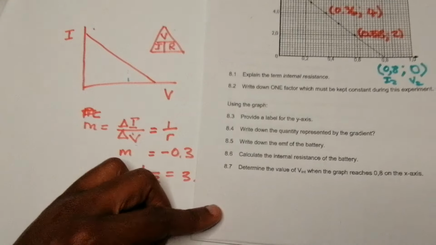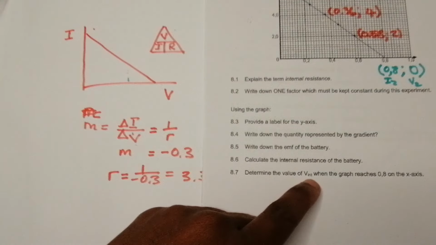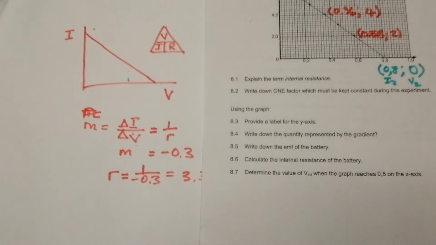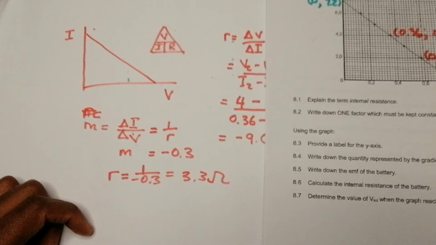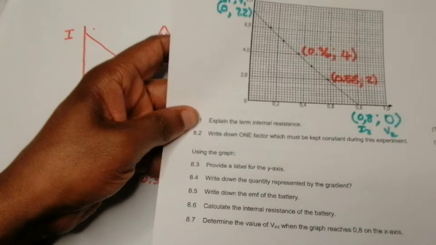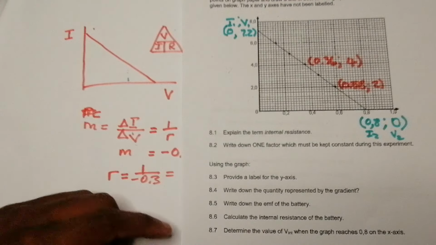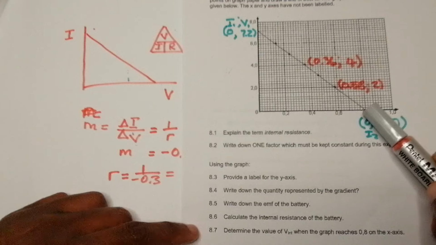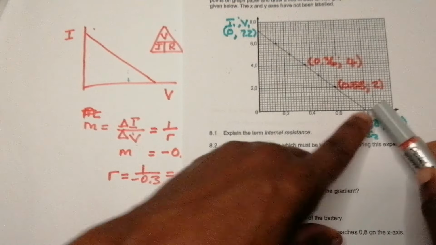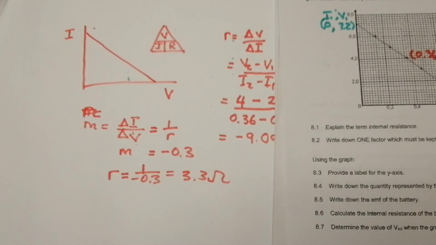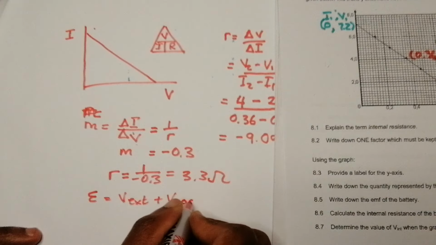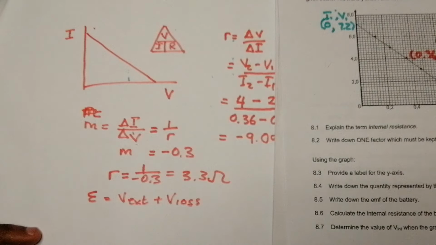Now as I conclude the last part of this question, they say determine the value of the internal voltage when the graph reaches 0.8. So they want to know what would be the internal voltage over there. That would be quite simple, because at that value, where the current is 0.8, you'll see that the V external is now 0. So if the V external is 0, let's take the equation again, where we say E is equal to V external plus V loss.